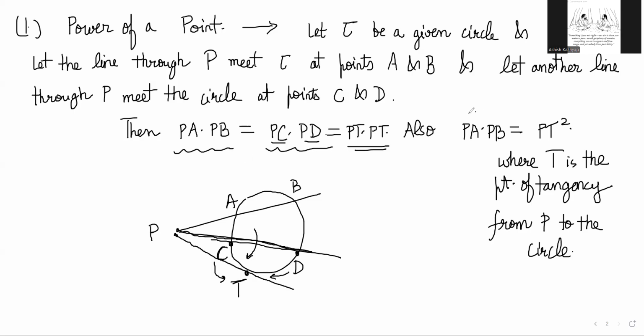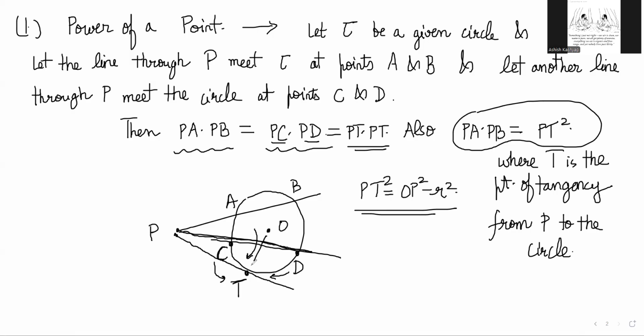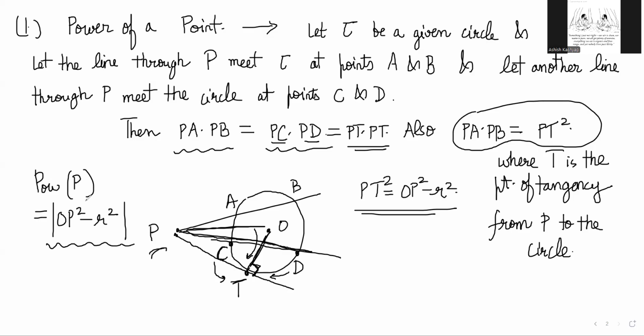Also, by Pythagoras theorem, we know that PT square is equal to OP square minus R square, where O is the center of the circle and R is the radius, right? So we can say that the power of point P is equal to the modulus of OP square minus R square. The reason I have put a modulus is because power of a point is positive when the point is outside, but it is still possible to define even if the point is inside the circle. In that case, it will be R square minus OP square. Is everyone understanding what I'm saying? Yes, sir.